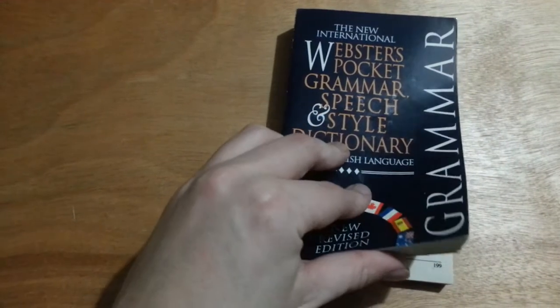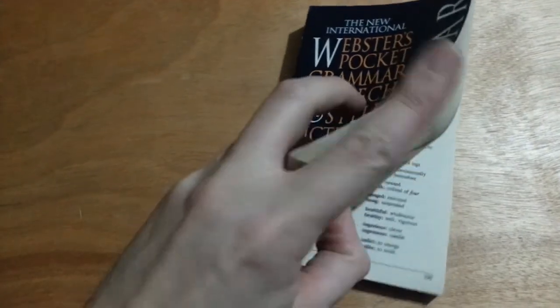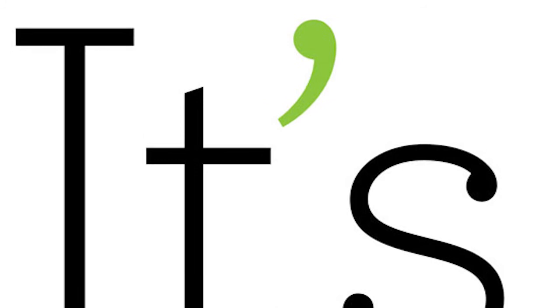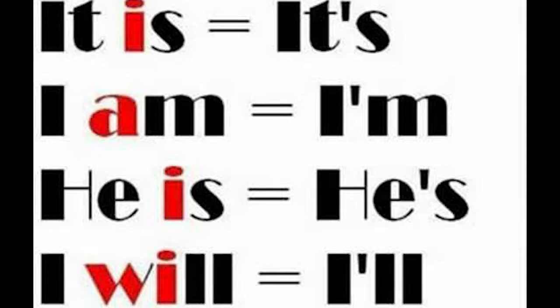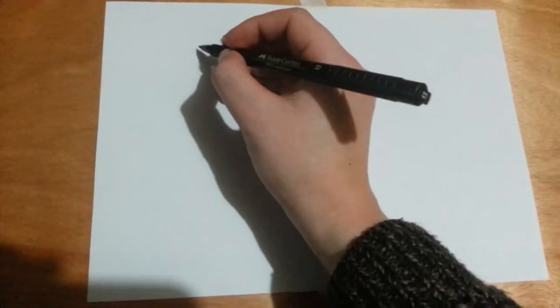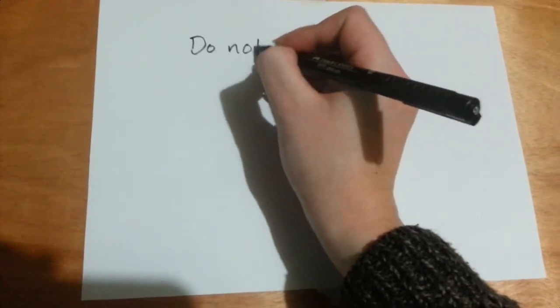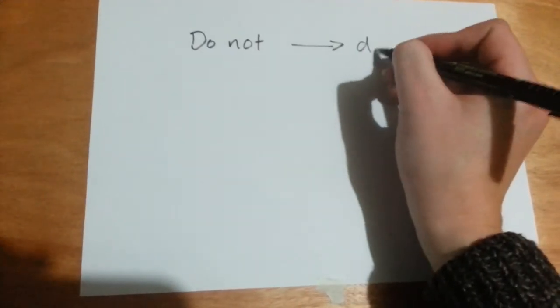So now let's look at what apostrophes are used for. 1. Apostrophes show missing letters. Apostrophes are used to show that letters have been taken out of a word or two words to make one smaller word. When two words are joined together, this is called a contraction. For example, do not becomes don't.